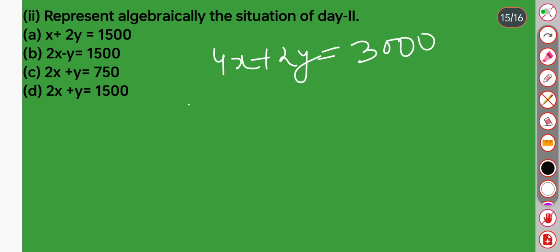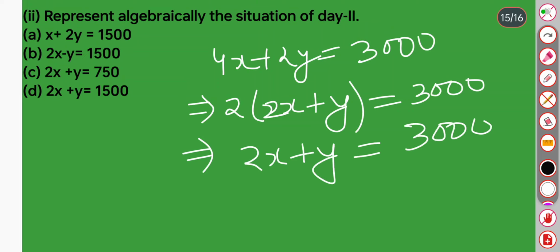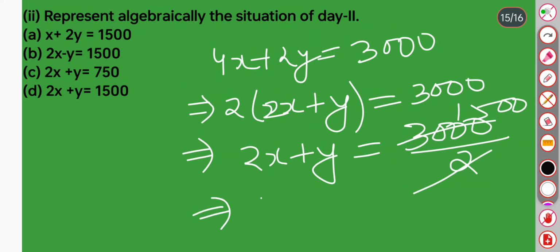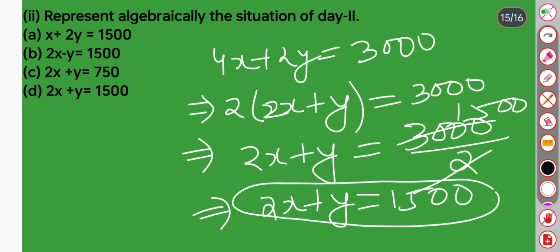Now, since this option is not given here, what do we do? We can take 2 common. If you take 2 common, we get 2x plus y equal to 3000 divided by 2. If I bring 2 to the right-hand side, it becomes divide. So 3000 divided by 2 is 1500. Our equation is 2x plus y equal to 1500. This is our second equation, option number D. Option number D is the correct one.